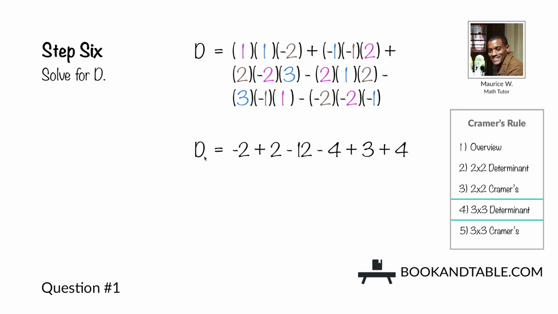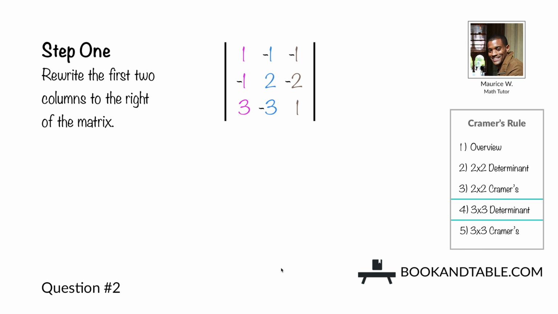So we see d is equal to negative 2 plus 2, which would be 0. 0 minus 12 is negative 12. Negative 12 minus 4 is negative 16. Negative 16 plus 3 is negative 13. And negative 13 plus 4 is negative 9. So the answer to question number 1 is d is equal to negative 9. So that is the answer to question number 1. Let's now have a look at question number 2.